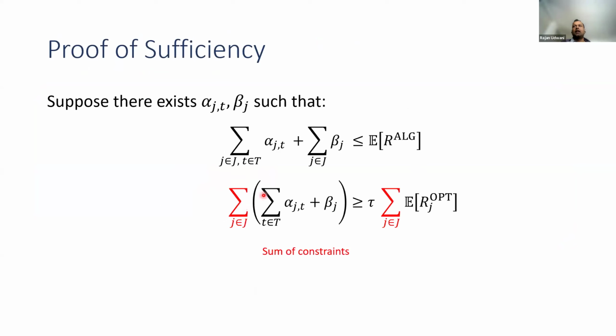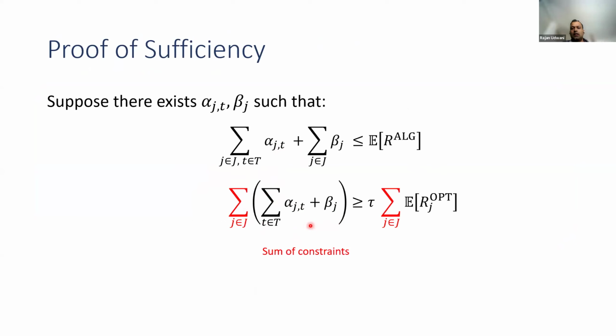Okay, so let's see why this works. The proof is pretty simple. I'll just focus on the first version, and the second version follows in a similar way. So let's say I have a feasible solution to the system. Why does that give me a tau competitive algorithm? I just sum up all the second constraints, the constraints that are covering each resource.